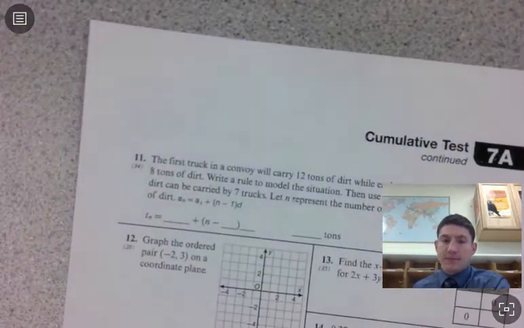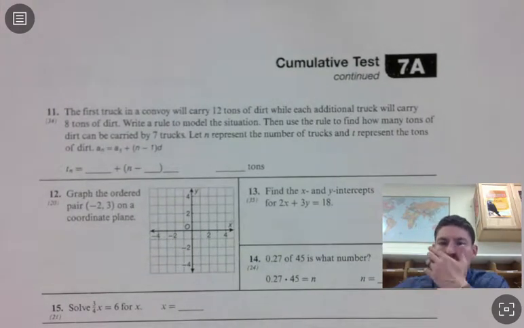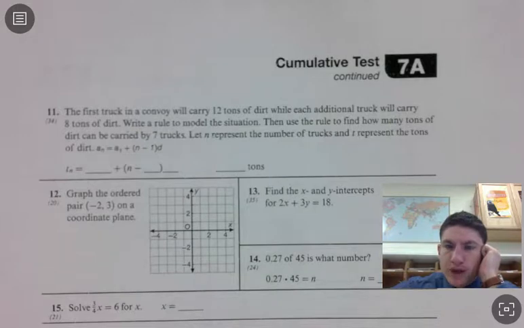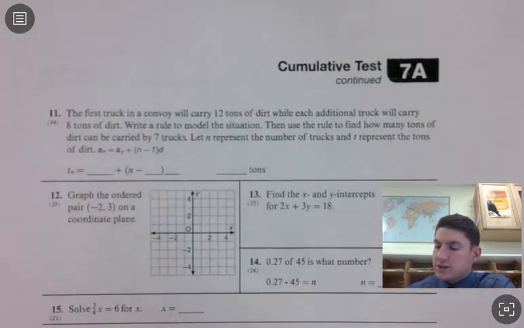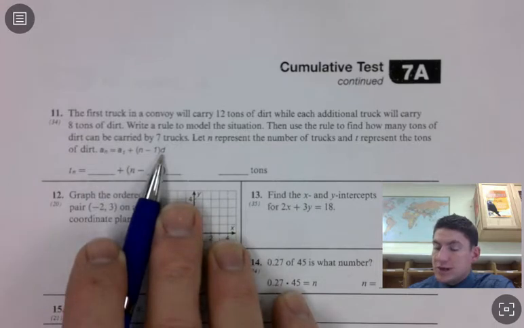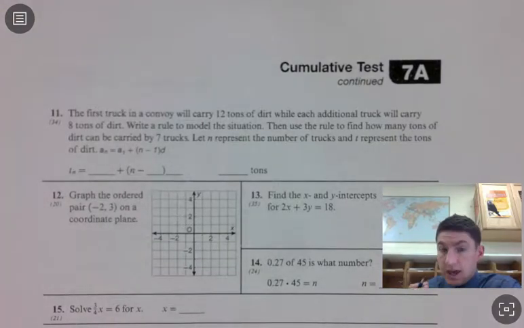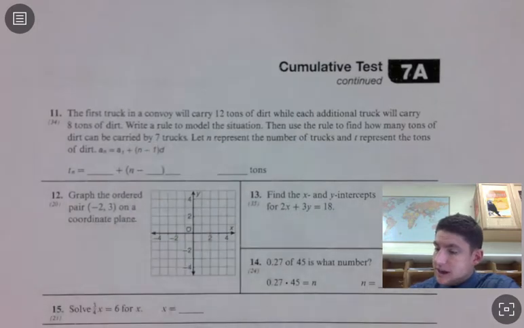On the back side, number 11, the first truck in a convoy will carry 12 tons of dirt while each additional truck will carry 8 tons of dirt. Write a rule to model the situation. Then use the rule to find out how many tons of dirt can be carried by 7 trucks. Well, here we've got our arithmetic sequence that tells you what's in the first value and then what is the common difference between each additional one, and tells you, if I'm given any number in this sequence, can I find what that number represents? We can. It says how many would be carried by 7.